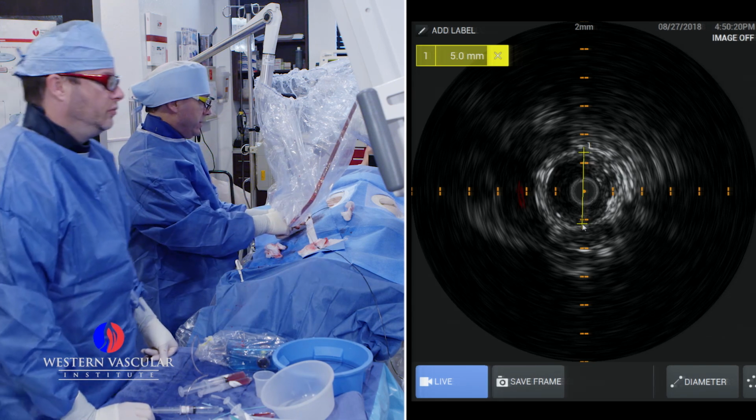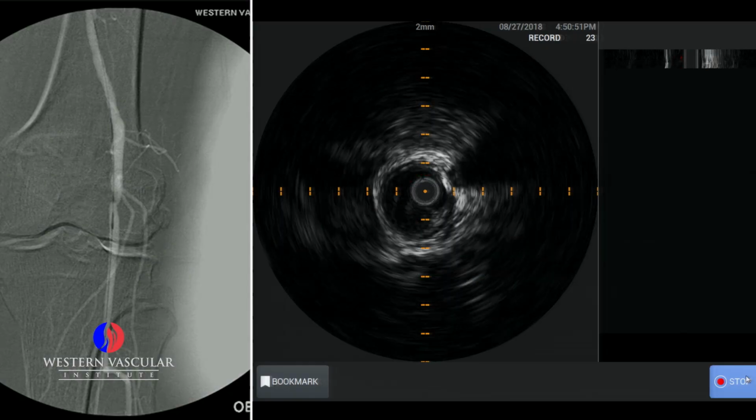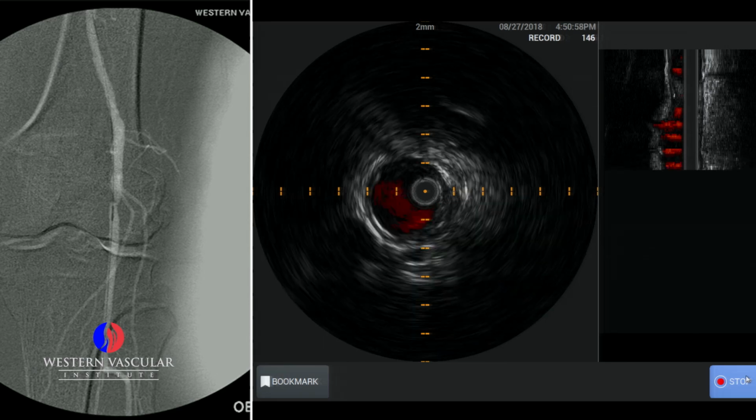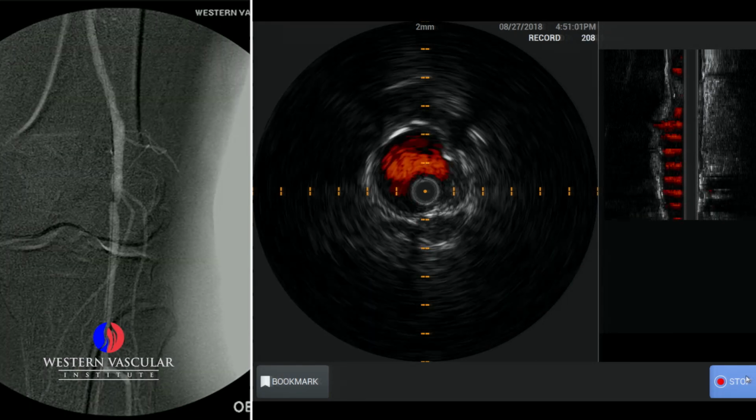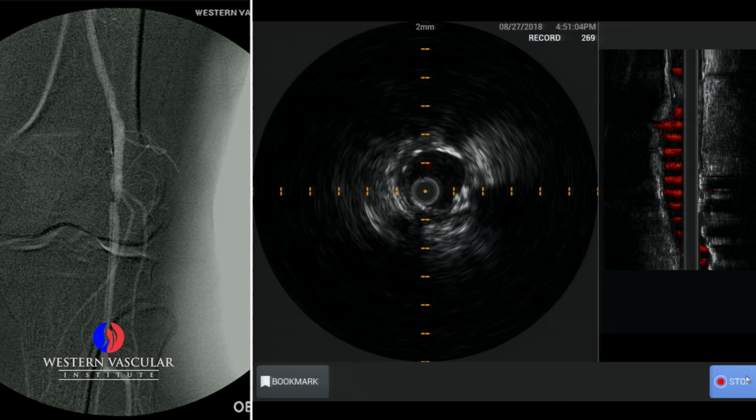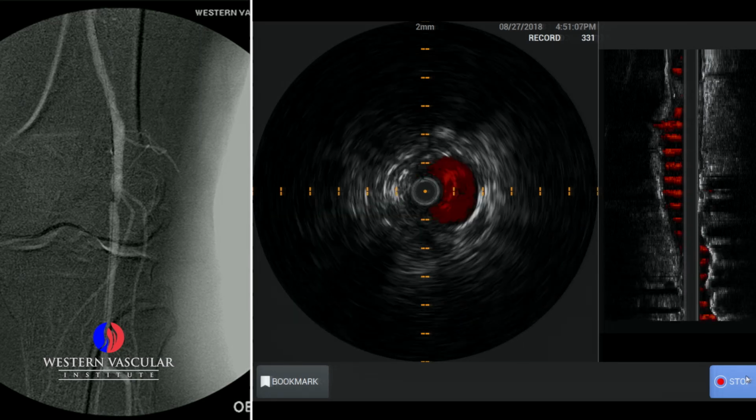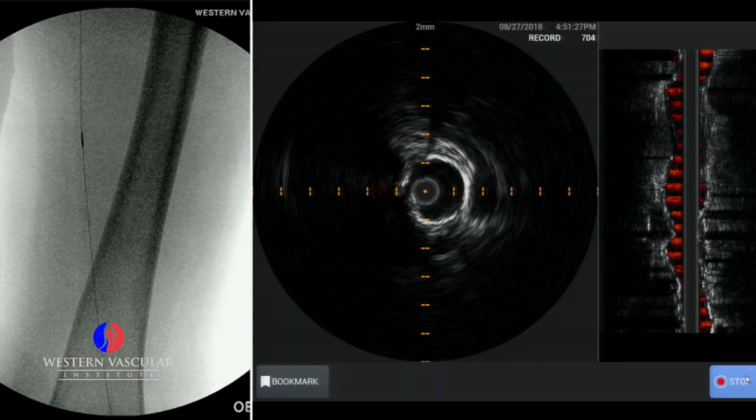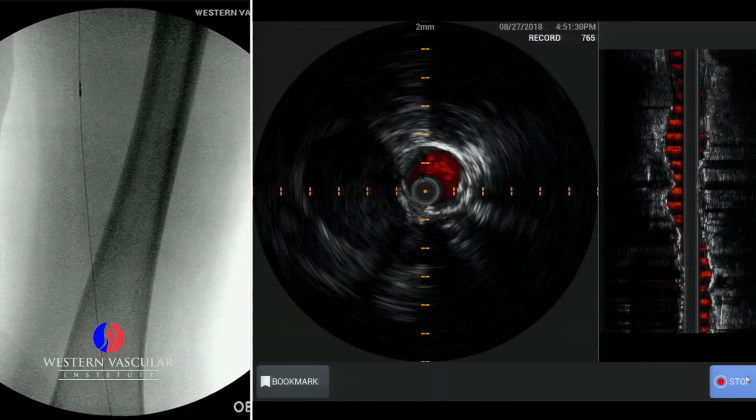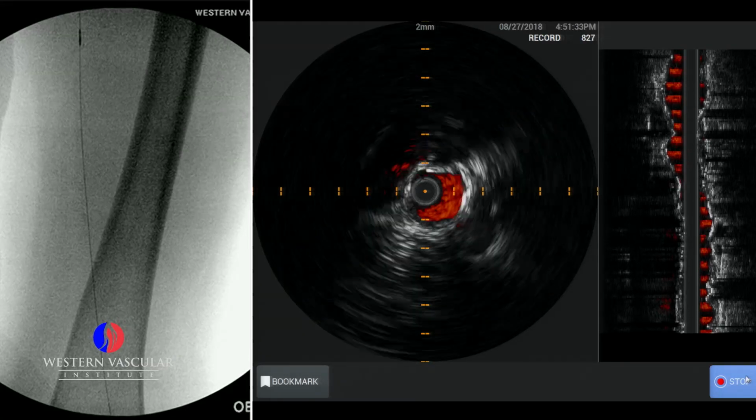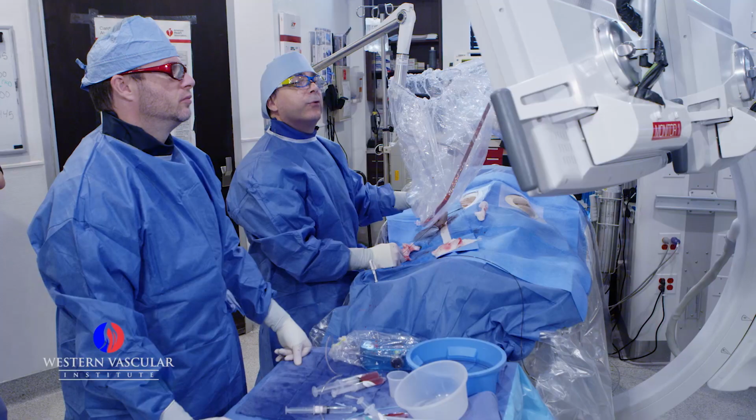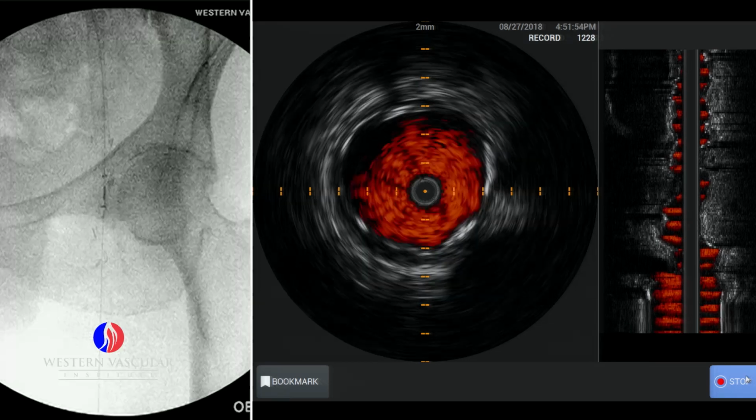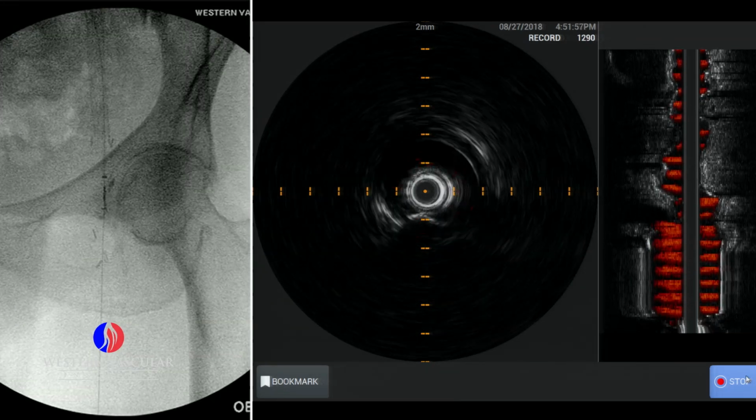So what we're going to do is what we call a pullback. And we're going to look at the vessel going up to see if there's any other narrowings anywhere. Fluoro for me. If you could chase the probe up, please. There's a little bit of narrowing in the mid portion of the artery that we may address. And now we're going to be going into the sheath in just a minute. That's the common femoral artery there. You can see that's nice and wide open. And now you can see we're in the sheath.